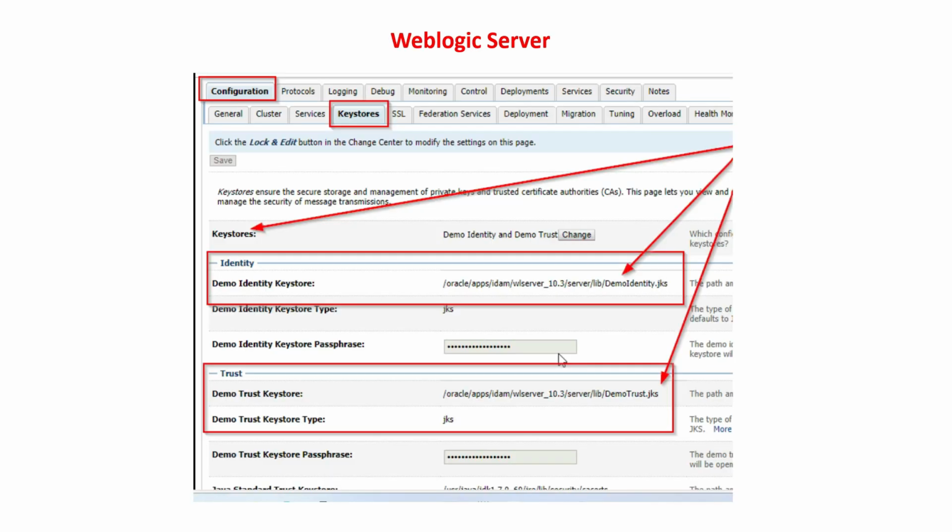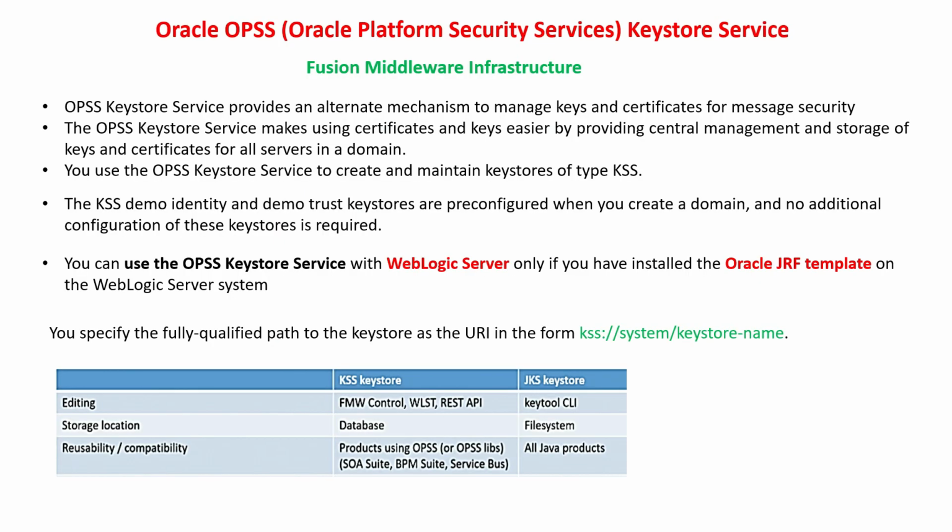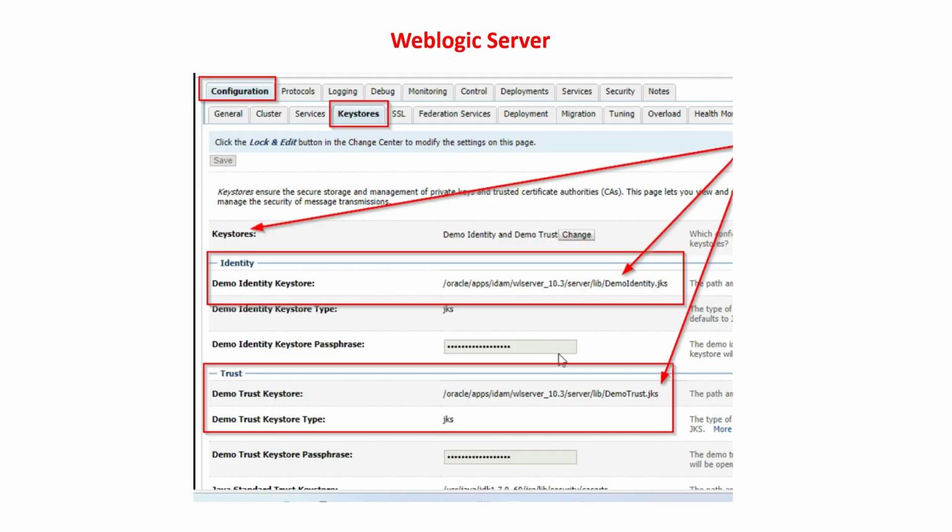So this is the screenshot of the plain WebLogic server. Here you can see that the default identity and default trust stores are demo identity.jks and demo trust.jks, right? The default location is inside the server lib. So this is a file system based key store with the JKS type, which we have seen in the previous screen. We have discussed the difference between KSS and JKS key stores. JKS is file system based because it exists on the file system. This is the default location in the case of a plain WebLogic server.